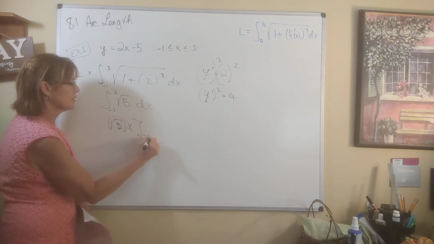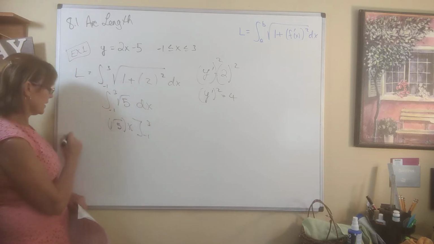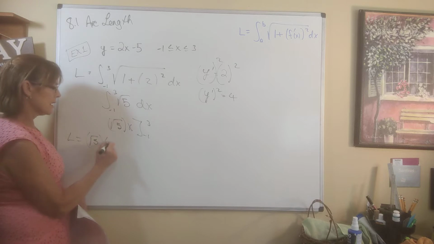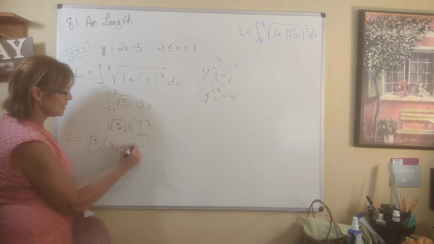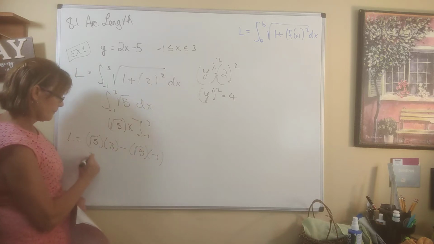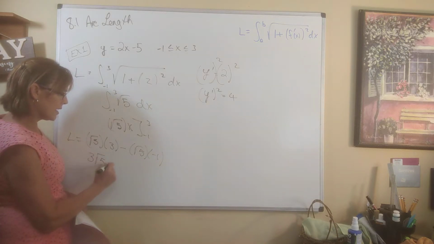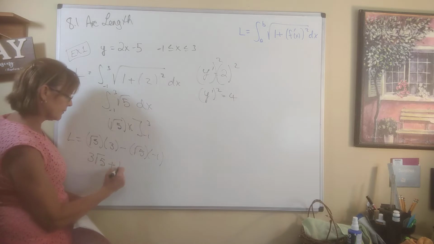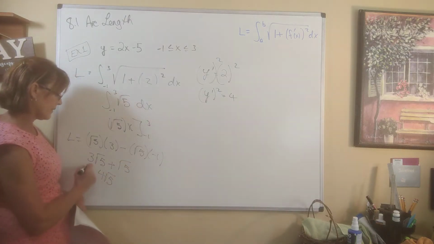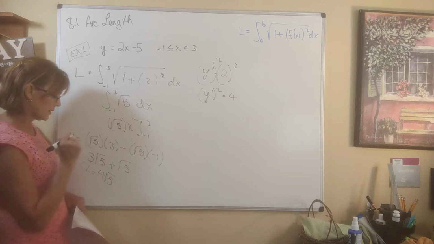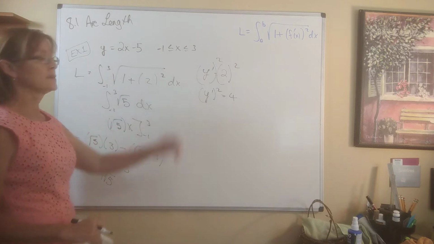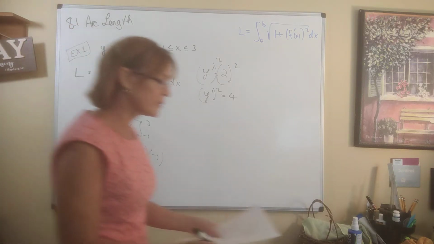And we're going to evaluate this from -1 to 3. So the length of the curve is going to be the square root of 5 times 3 minus the square root of 5 times -1, or 3 times the square root of 5. A negative times a negative is positive, plus the square root of 5, or 4 times the square root of 5. This is what the arc length is right there. Okay, cool. Now, we are going to verify this by just calculating it with other methods that we know.